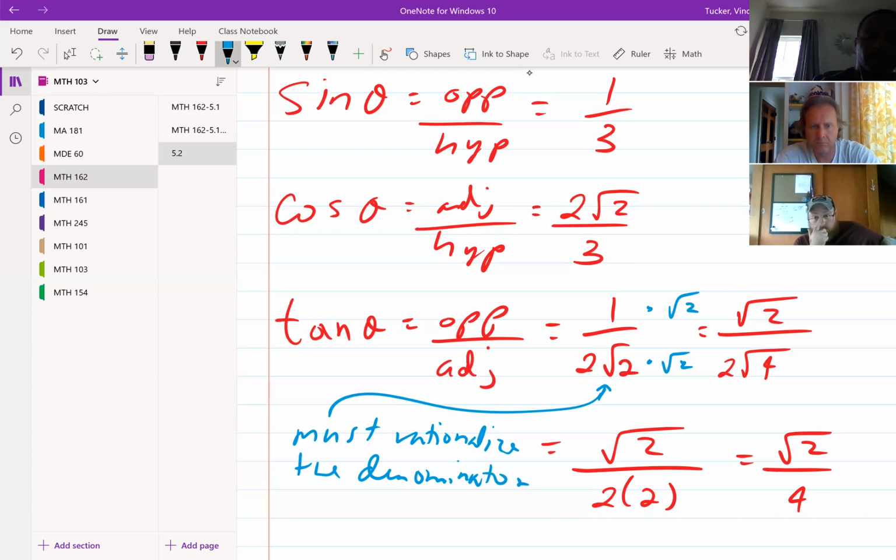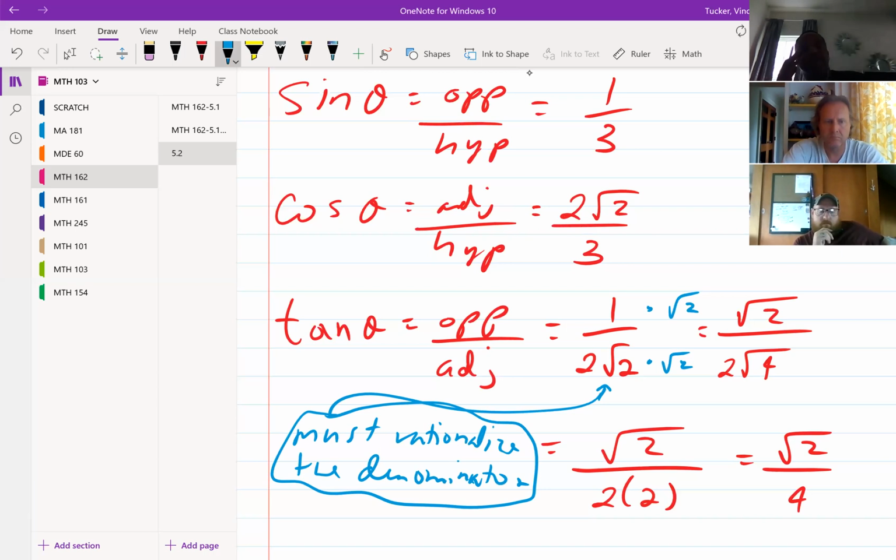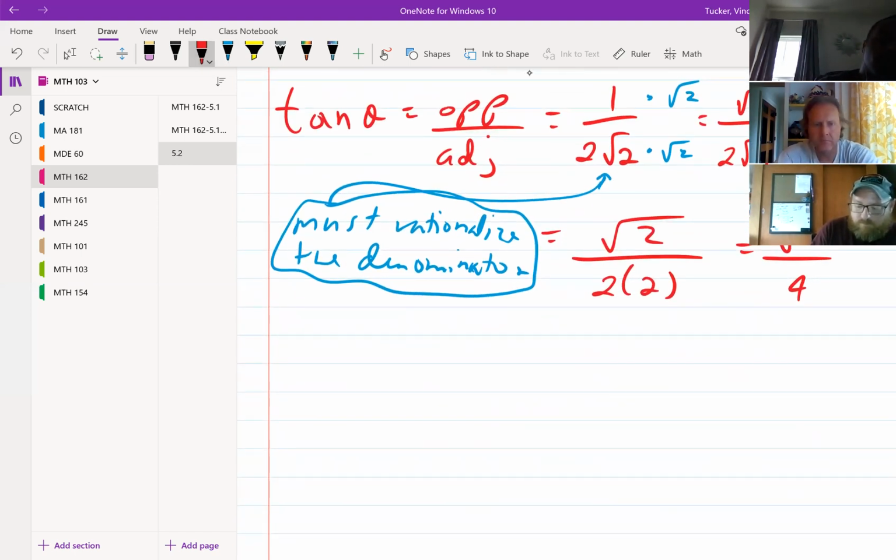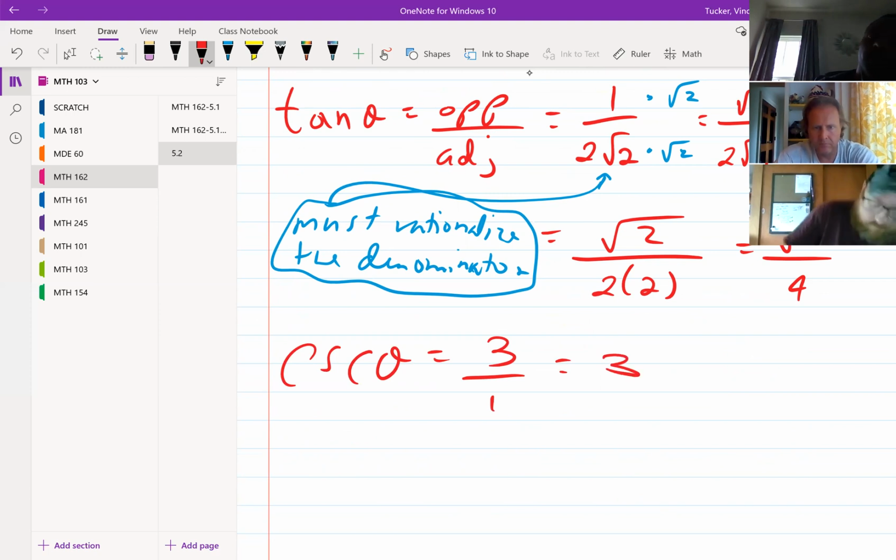Try to write that as a note. Kind of got a little sloppy with it, but you must rationalize your denominator. That's what it says right there. All right, so the other 3, remember, are just inverses of the original 3. So we're just going to flip the fractions. So we have cosecant theta would be 3 over 1, which is just 3.